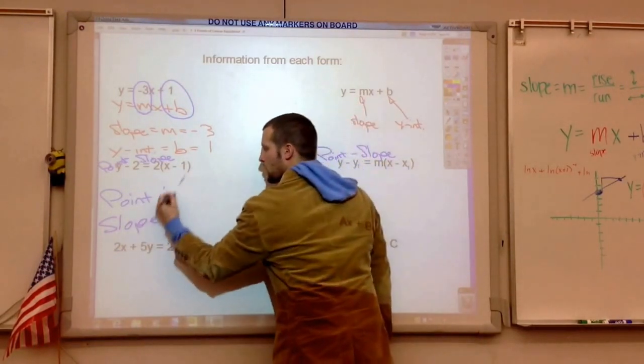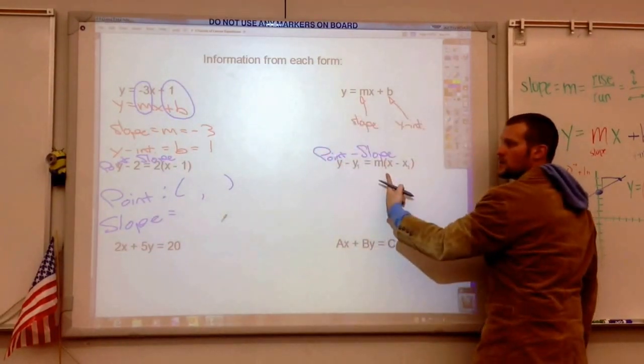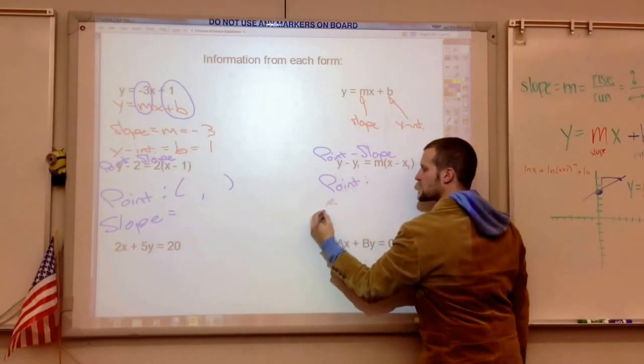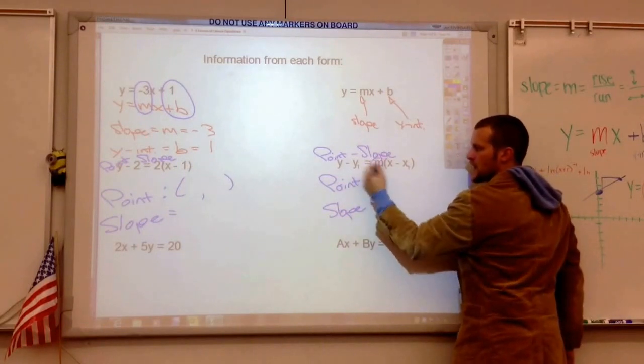And the slope. So, point will look like this, and our slope is m. Coming over here, you can see where things come from. Point and slope. Slope, we all know, is m.